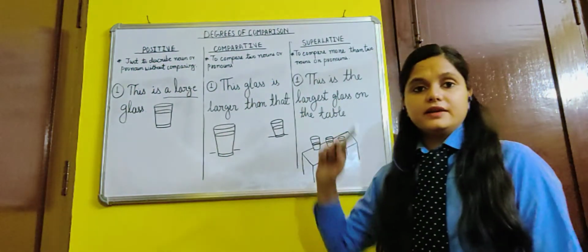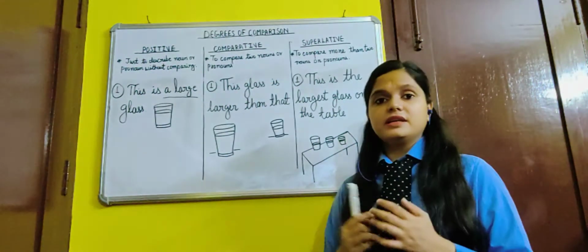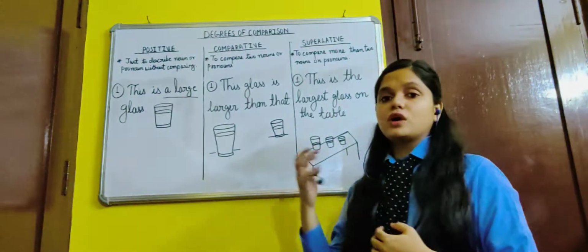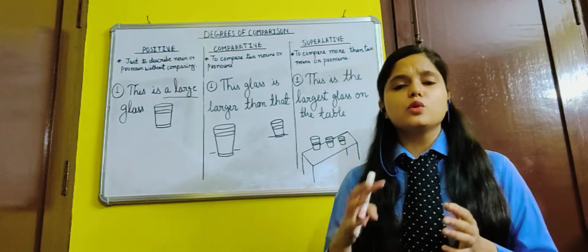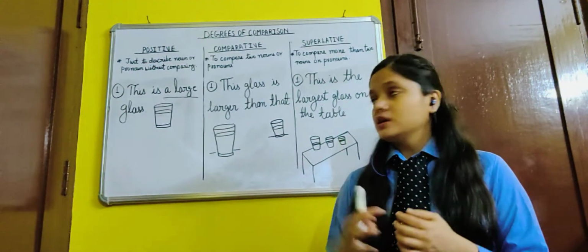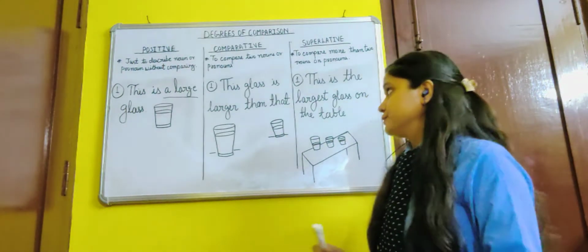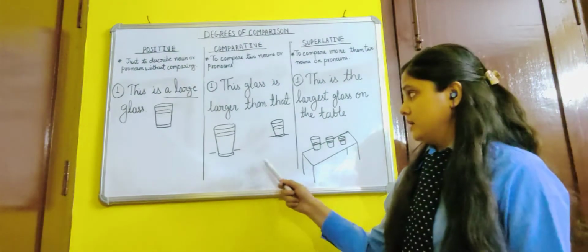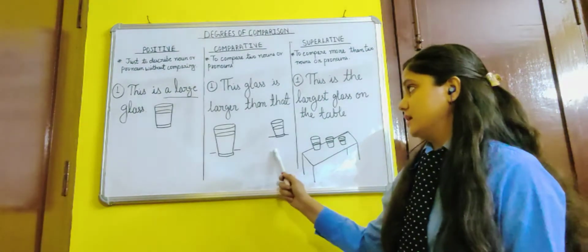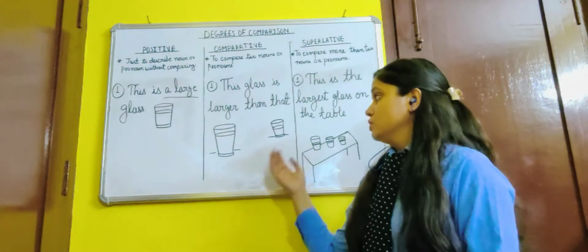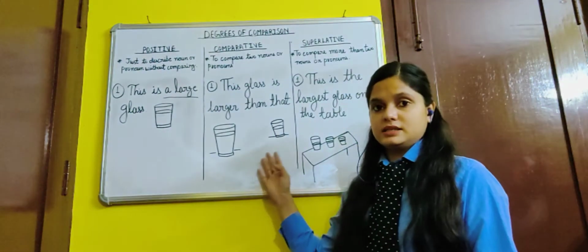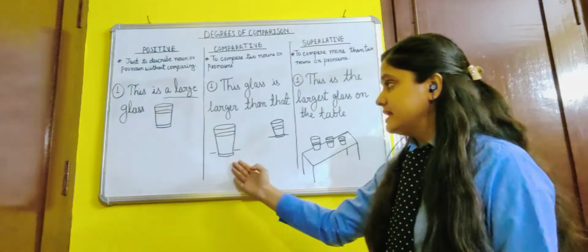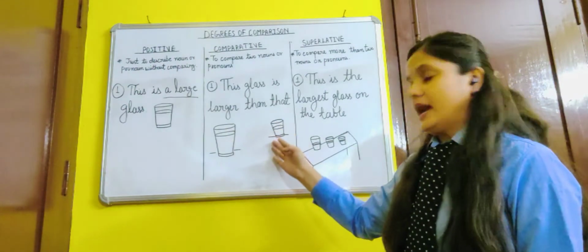Now, what are comparative degrees? Basically, comparative degrees are used to compare nouns or pronouns. If you want to compare two things, two persons or two places, we use the comparative. Now, look at the example. Two glasses are there, 1 and 2. If I ask you to compare these glasses according to size, what will be the result? We will say that this glass is larger than that.